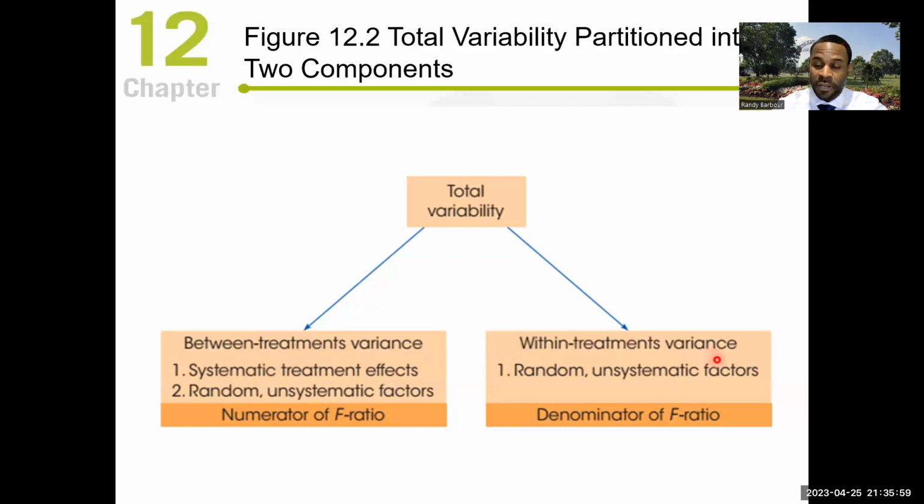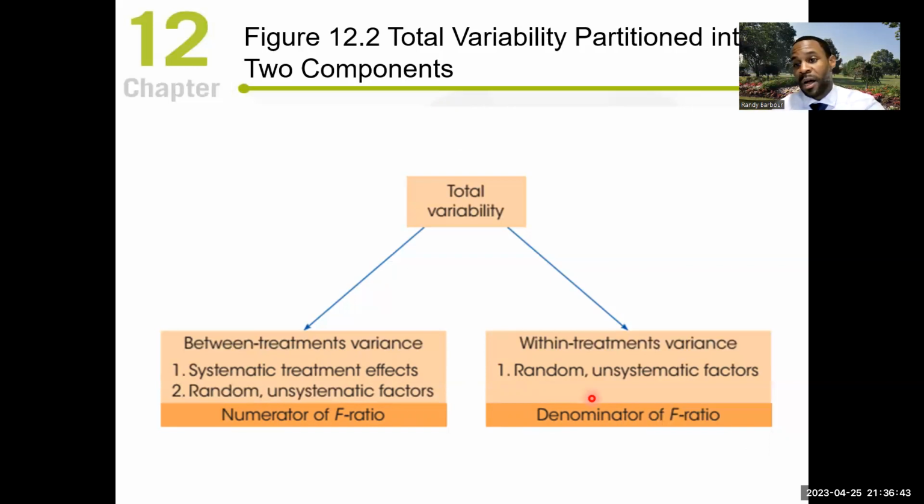Okay, within treatment variance only has that one factor, right? That random unsystematic factor, right? And that is, again, those individual differences. That's just random. So within each sample, we aggregate all those variances together, and that is considered our random unsystematic factor. But again, this will be considered my numerator from our F ratio. This is my denominator, right? And with it being a ratio, the lowest that you can get would be 1, okay? Anything above 1 is good, okay?